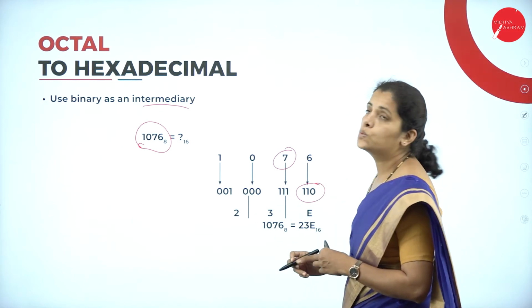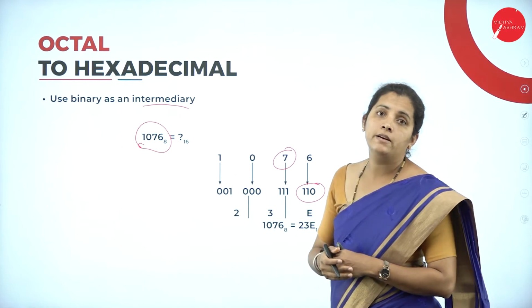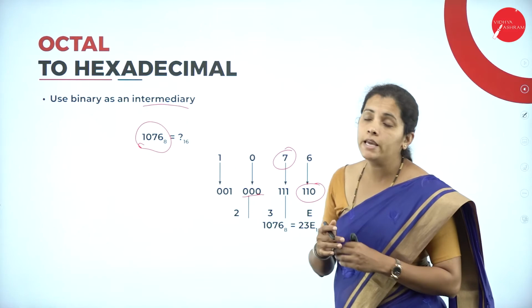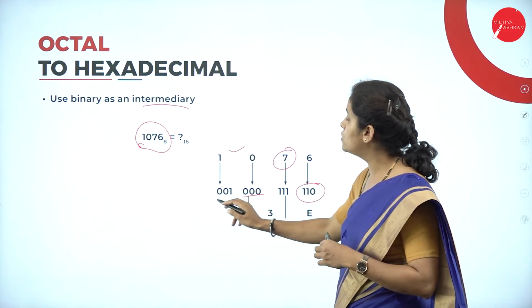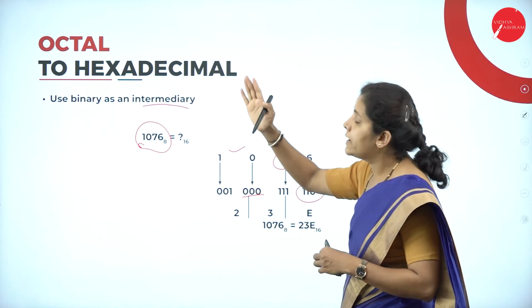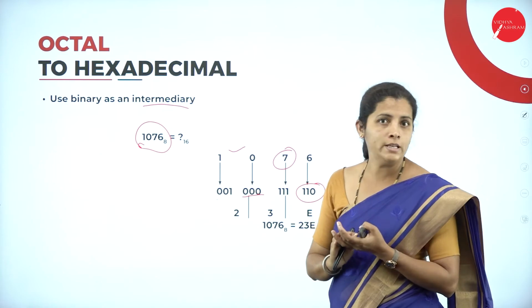7 means it is 110. What is the binary equivalent for 0? It is 000. What is the binary equivalent for 1? It is 001. Now, what I will do, in hexadecimal, I am going to group 4 bits together.